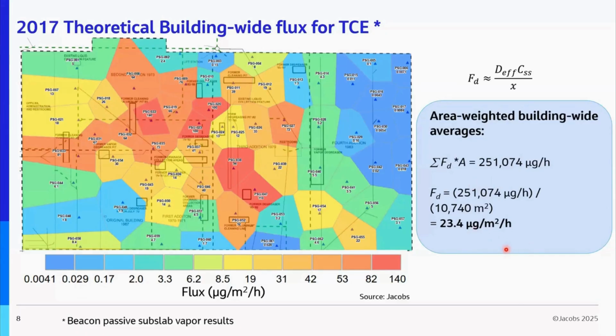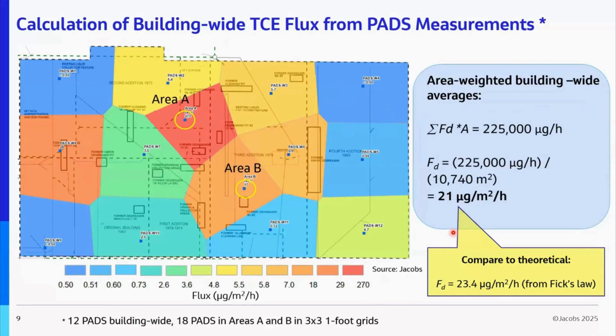But for flux, really, we want it on a per square meter basis. So when you divide this by the total building footprint, you get that the flux that we measure, or theoretical flux into this building, was 23.4 micrograms per square meter per hour. So how does that compare to what we did when we put the pads down to actually measure the flux and compare to that number?